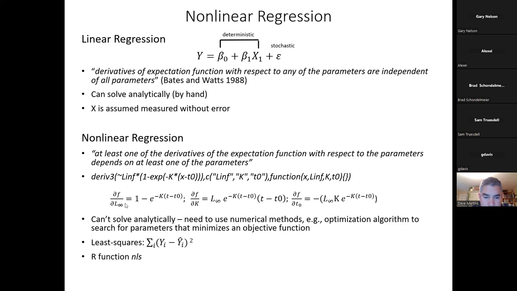Focusing on just the first one, you can see that for the derivative of the expectation function with respect to L infinity, there's a K and a T0 there, which you don't know. So you can't solve these by hand. So we have to use numerical methods, for instance, the optimization algorithms that you can use in R to solve that stuff. And in order to solve them, we're going to be minimizing some objective function. One of the most popular is using least squares to fit models.